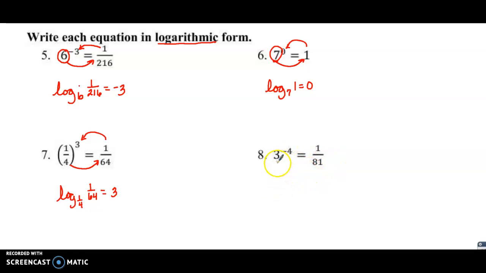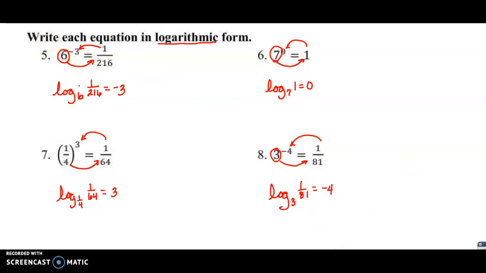And lastly, for this kind, start with our base of 3. Log base 3 of 1 over 81 is equal to our -4.